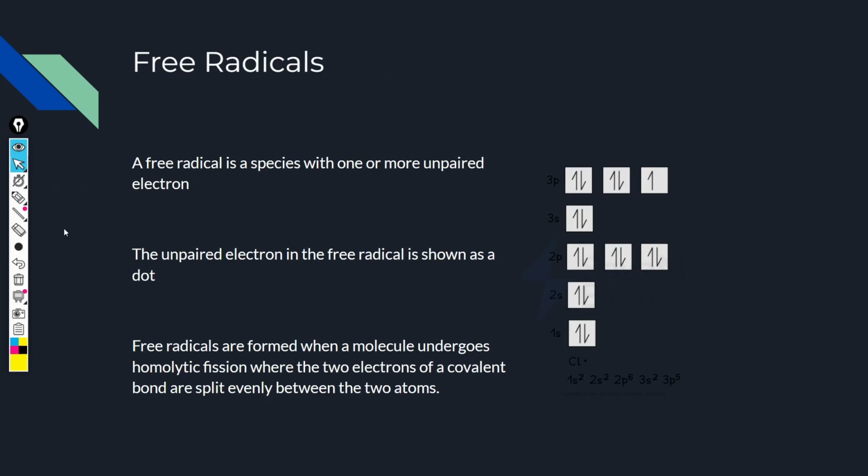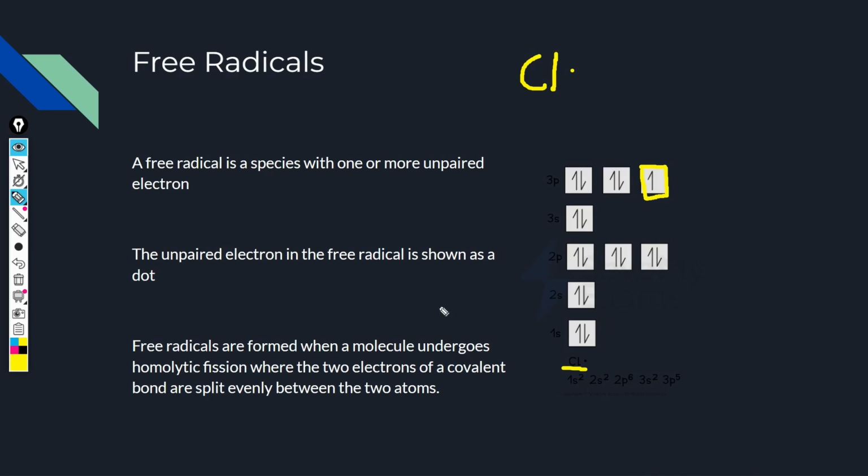So what are free radicals? Free radicals are species which have an unpaired electron. So over here you can see in chlorine that there's a 3p orbital and one of the boxes is unfilled. So this is known as a free radical. And the unpaired electron is basically shown as a dot. So I will write over here Cl and then a dot. That shows it as a free radical.